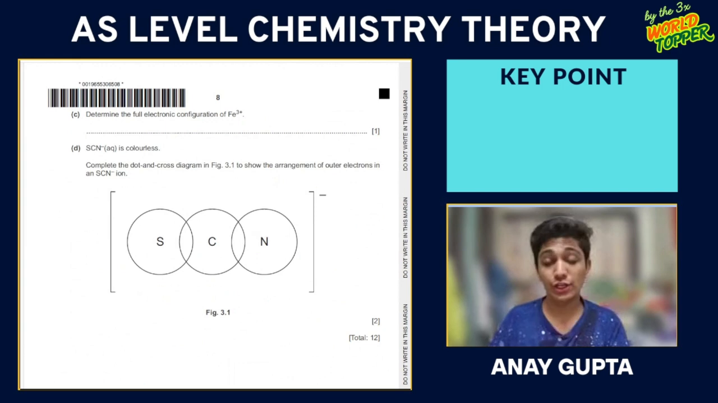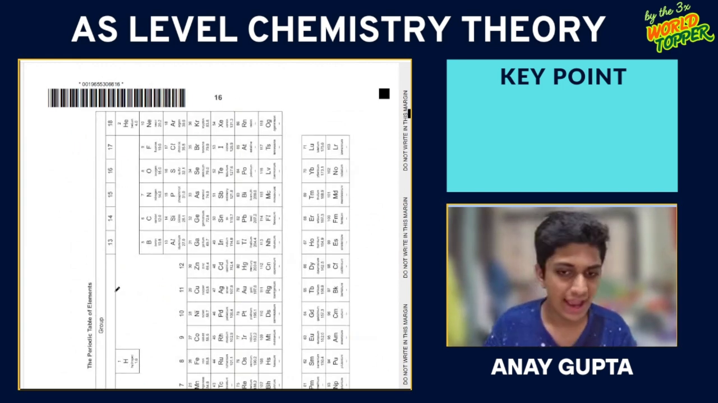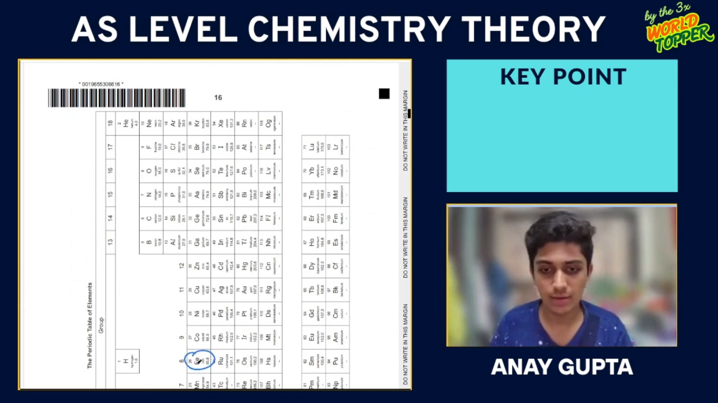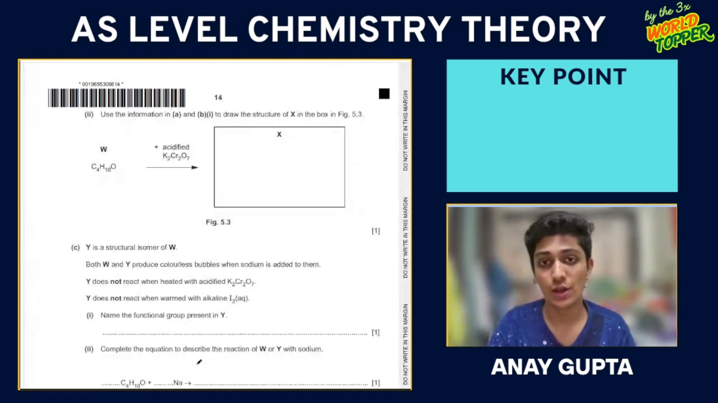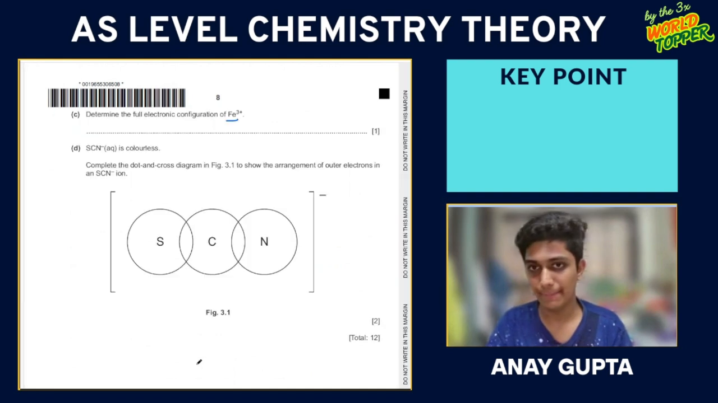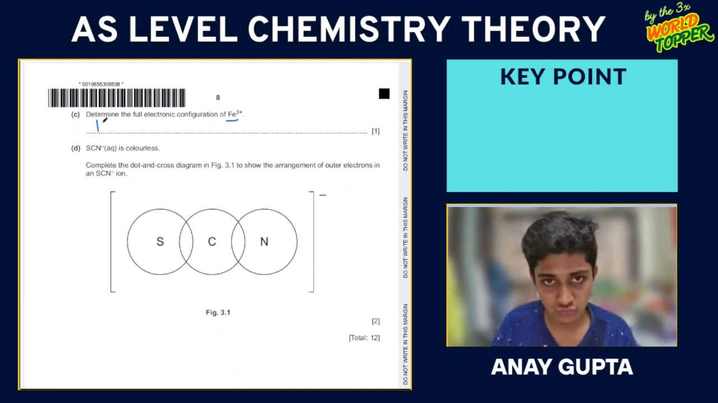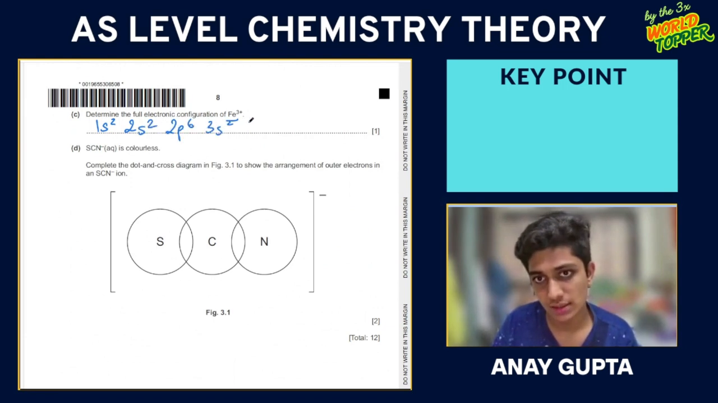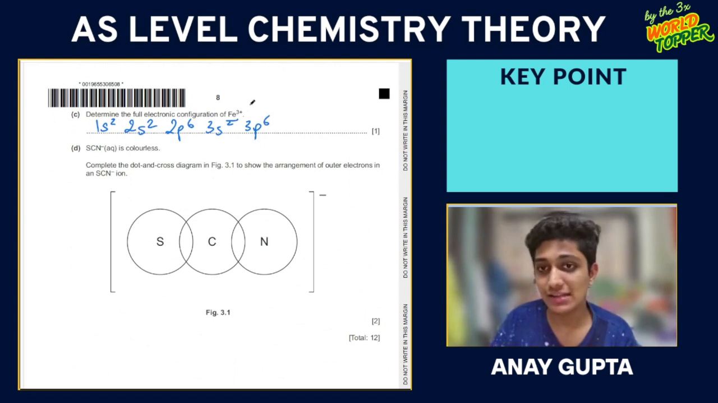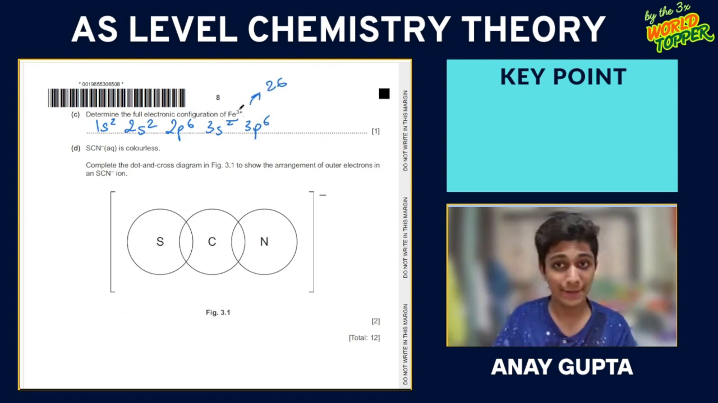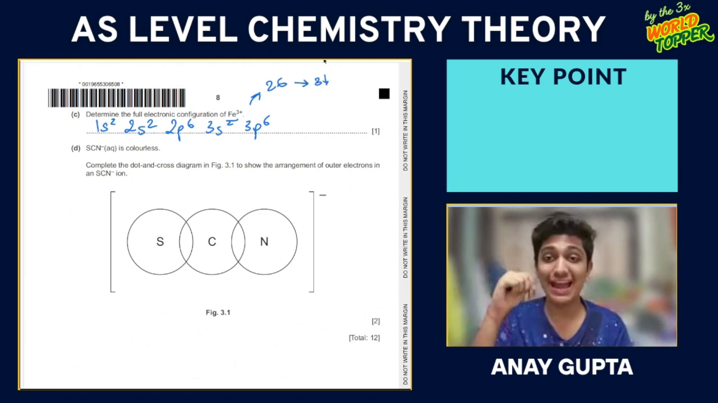Determine the full electronic configuration of Fe3+. If I just look at my periodic table, Fe is at a proton number of 26. So that will give me 1s2, 2s2, 2p6, 3s2, 3p6. Now Fe has a proton number of 26, but that is a 3+ ion, right? So that means there will be 3 fewer electrons than your Fe atom.